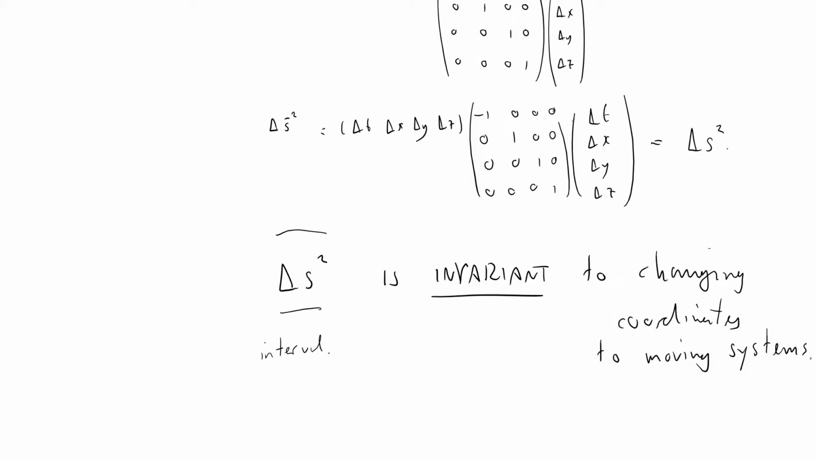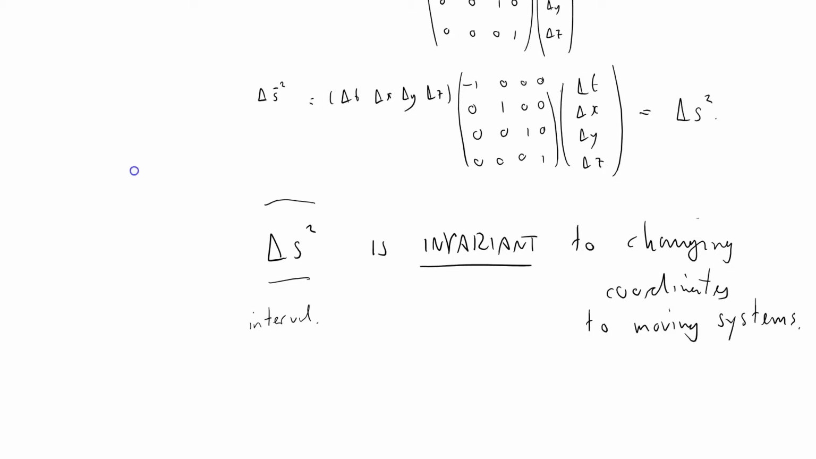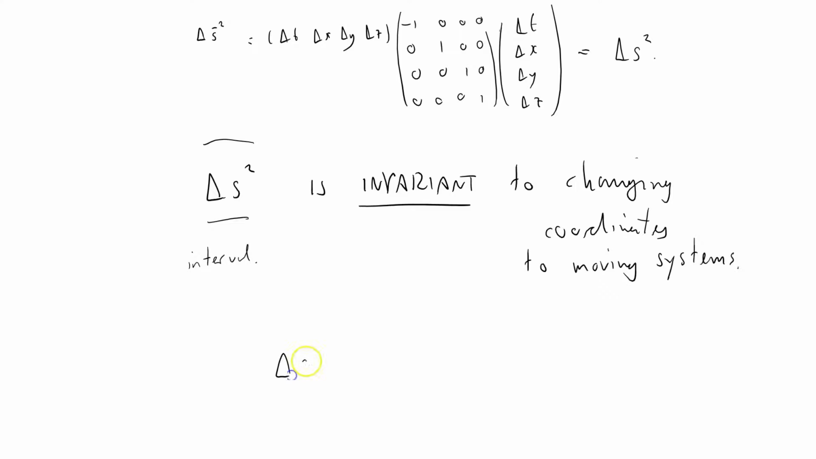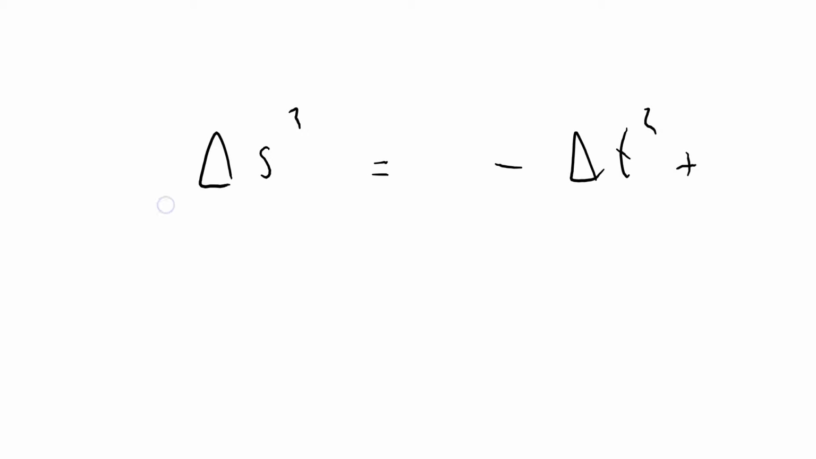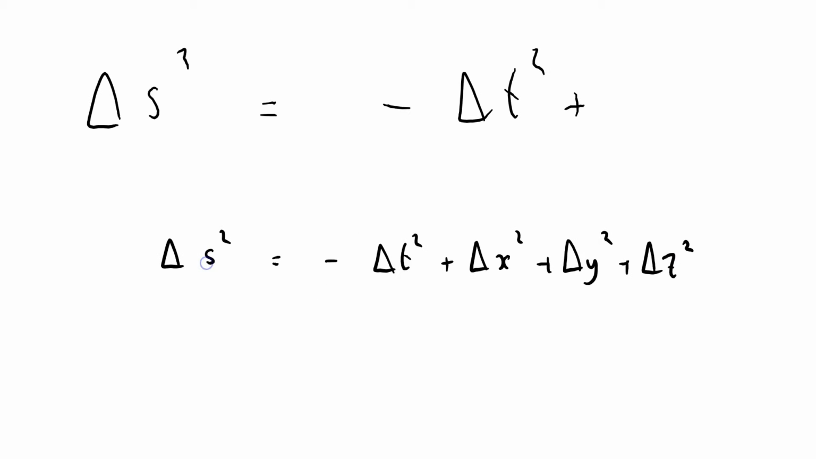General relativity, step by step. Last time I made the observation that delta S squared, which is the squared interval, is invariant. So what that means is that if I calculate this thing here, delta S squared equals minus delta t squared plus delta x squared plus delta y squared plus delta z squared.